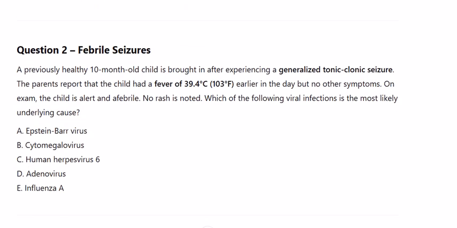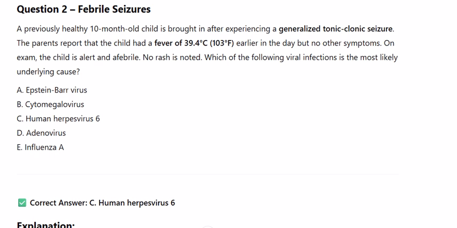Question 2. Febrile seizures. A previously healthy 10-month-old child is brought in after experiencing a generalized tonic-clonic seizure. The parents report that the child had a fever of 39.4 degrees earlier in the day but no other symptoms. On exam, the child is alert and afebrile. No rash is noted. Which of the following viral infections is the most likely underlying cause?